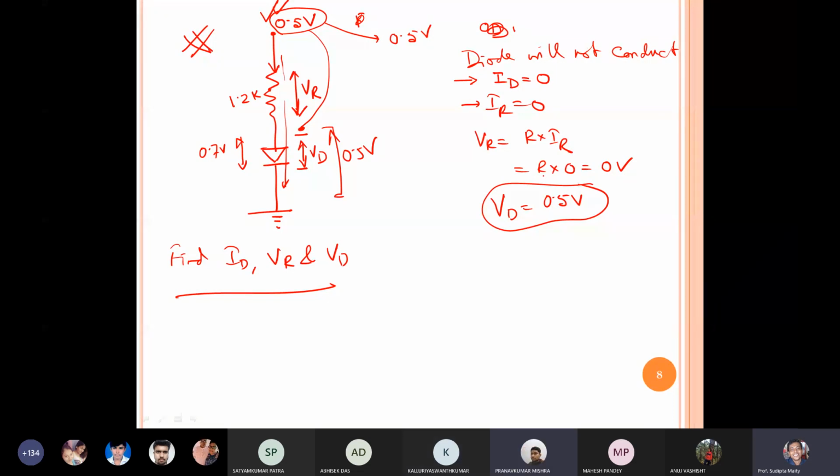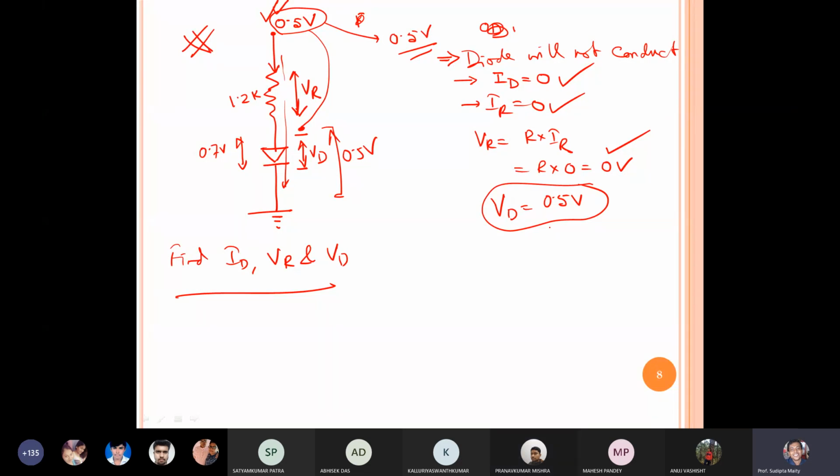Sir, since 0.5 volt is higher than 0 volt, it means it is in on condition. Yes, it is in forward bias condition, I agree. But this diode will not conduct. You see, I have written the diode will not conduct as it is 0.5 volt, but it is in forward bias condition. As it is not conducting, there will be no current. That's why ID is 0. If ID is 0, IR is 0, so the voltage drop across the resistance is 0. So the total voltage will appear over here. That's why the voltage across the diode should be 0.5 volt. Is it clear?